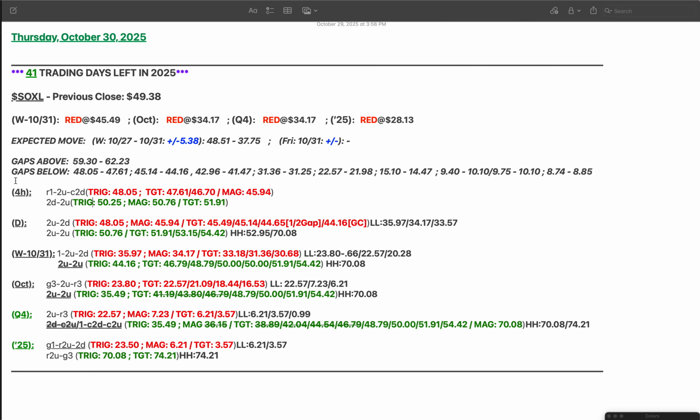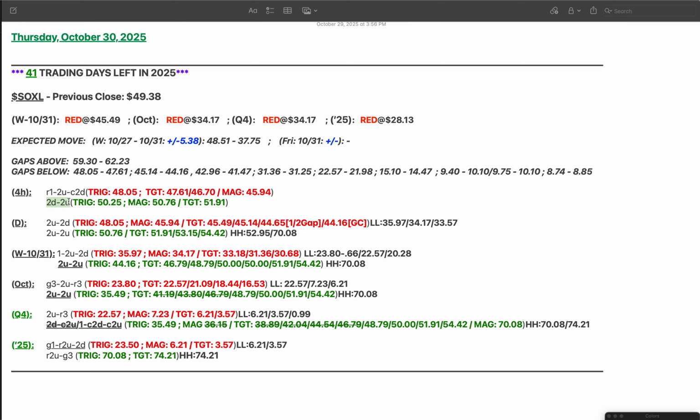From the scalping chart we looked at, the general rule: higher lows at or above the opening print, looking to get into calls; lower highs at or below the opening print, looking to get into puts. But from the 4 hour chart perspective, if we go to the downside, that does trigger that 1, 2 up combo 2 down at 48.05. We've got these intermediate targets before the full magnitude, just because the magnitude is a couple dollars and we are in the face of this uptrend. So possible bounce points at 47.61, 46.70, but the magnitude of that move is 45.94, right?